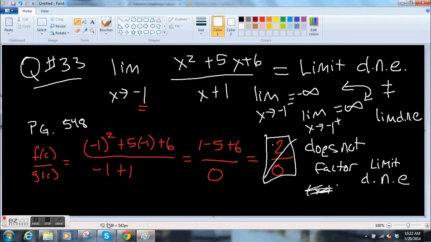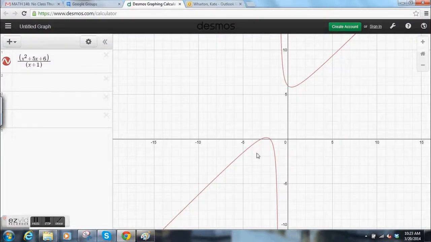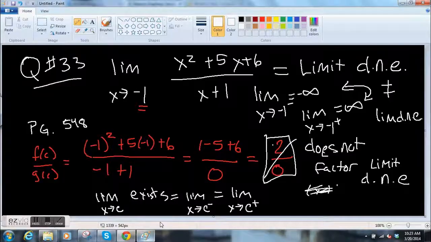So the rule is that the limit at c only exists if the limit from the left equals the limit from the right. So it only exists if the limit as x approaches c from the left equals the limit as x approaches c from the right. So in this case, the functions are approaching different stations, so the limit does not exist.